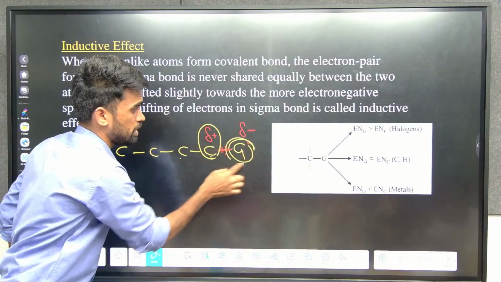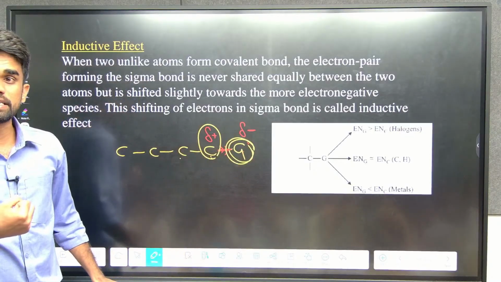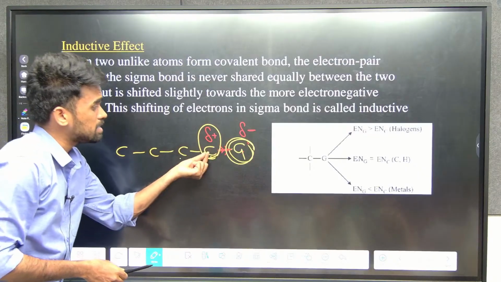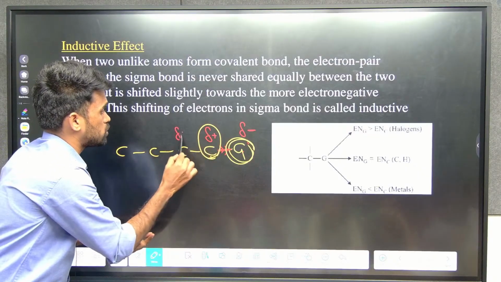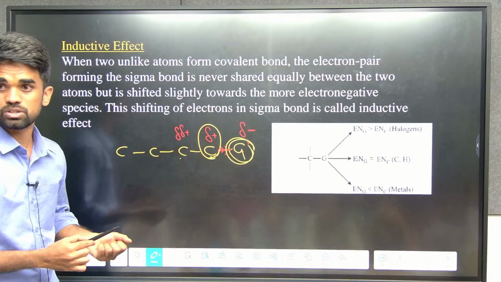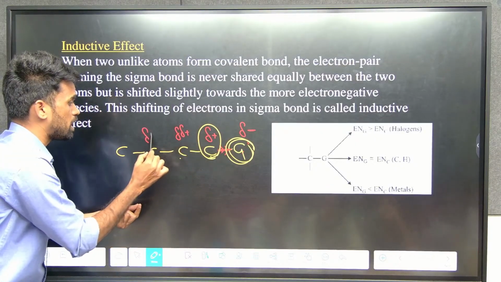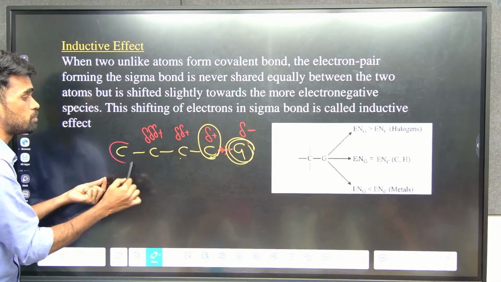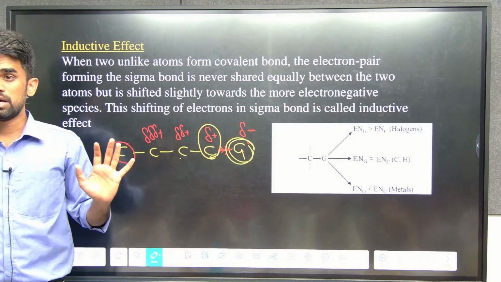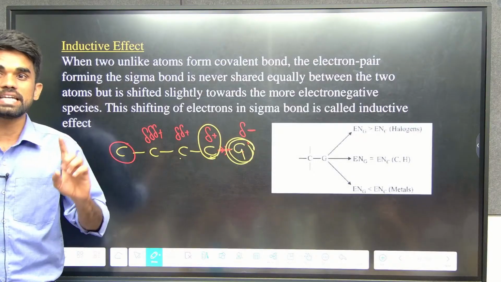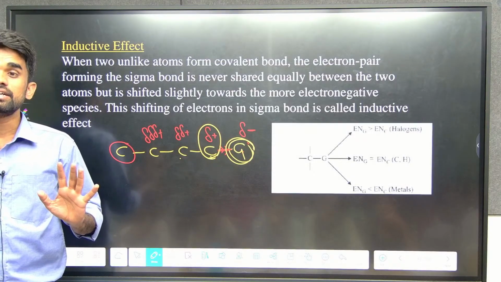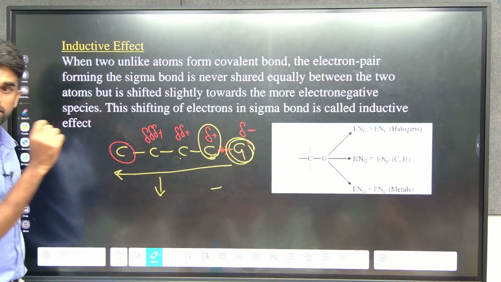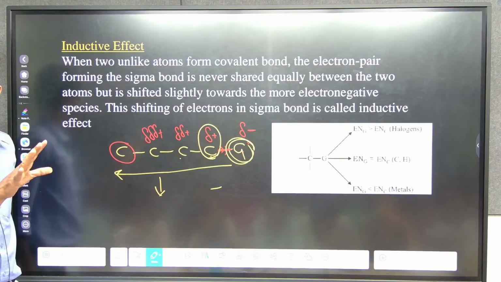There is a group G attracting the electron towards itself. Now what happens? More effect on the first carbon and slight effect on the second carbon. It means I should say a double partial positive charge, and a slight effect on the third carbon. On the fourth carbon, it is almost negligible. So inductive effect is a distance dependent effect. See, as distance increases, what happens to the inductive effect? Are you getting what we mean by distance dependent?